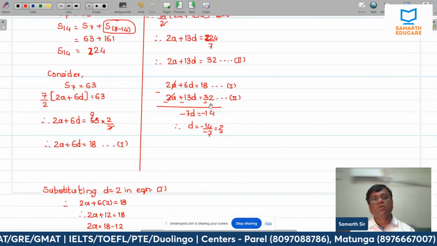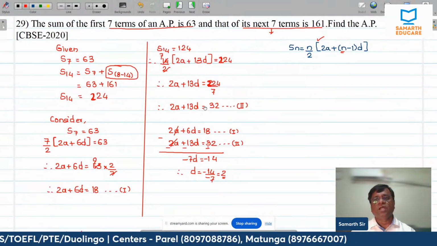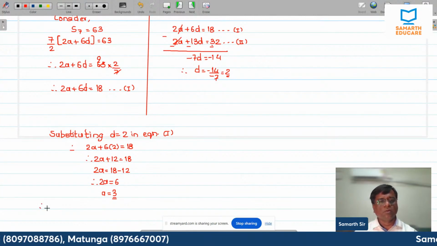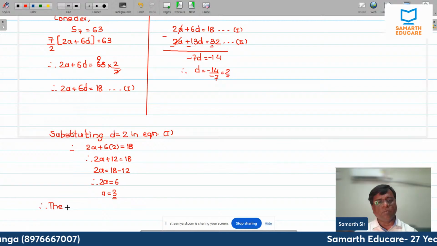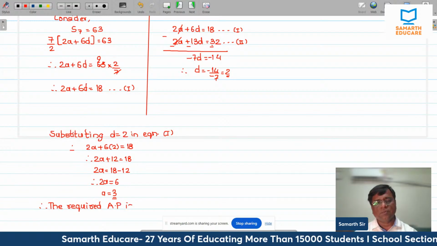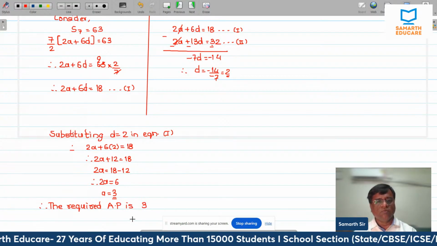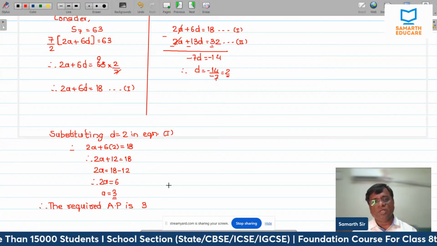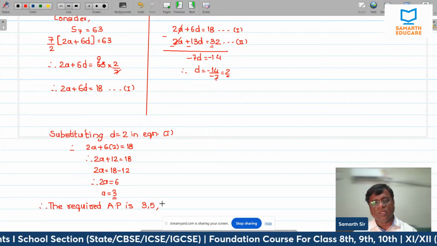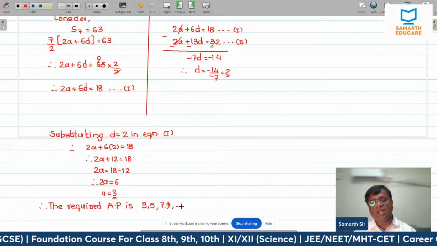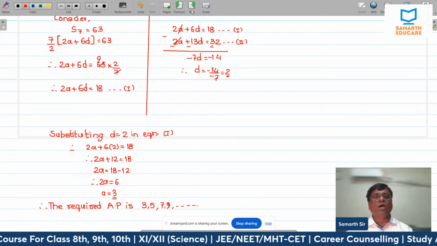The question is to find the AP. Therefore, the required AP is: the first term is 3, the second term is 3 plus 2, that is 5, the next term is 7, the next term is 9, and so on. This is the required AP.